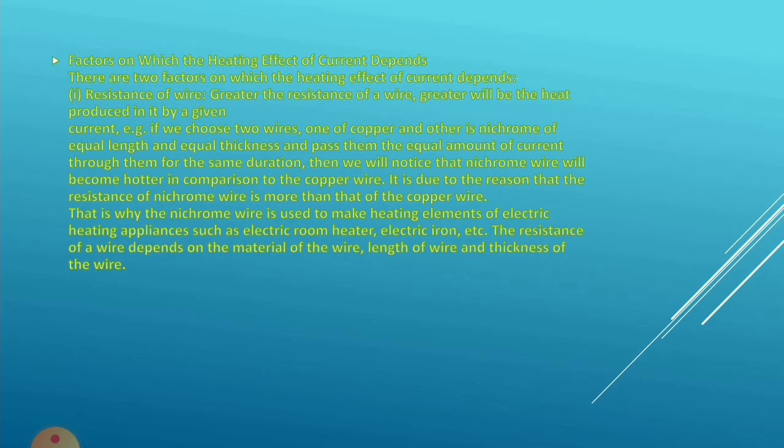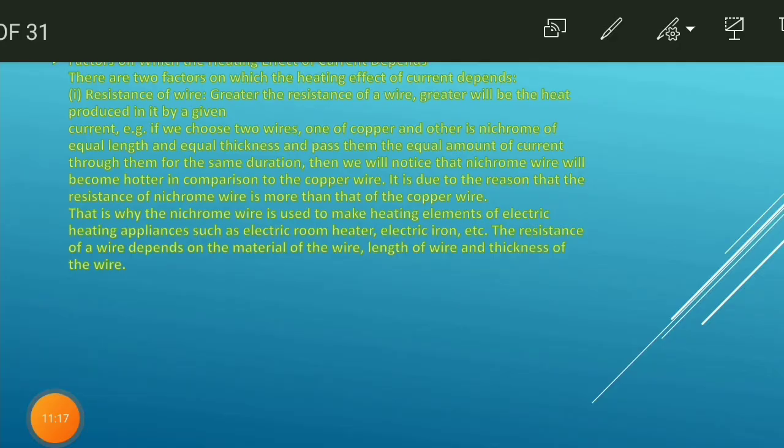For example, if we choose two wires, one of copper and the other of nickel, and pass the same current through them for the same duration, it will be noticed that the nickel wire becomes hotter in comparison to the copper wire. That is why nickel wire is used to make heating elements of electric heating appliances such as electric room heaters, electric irons and so on. The resistance of a wire depends on the material of the wire, the length of the wire and the thickness of the wire.